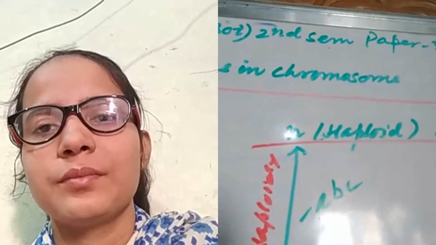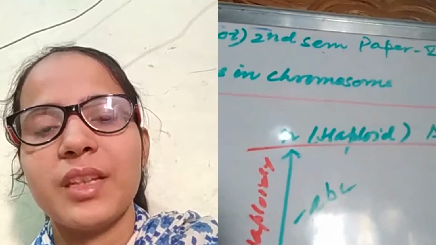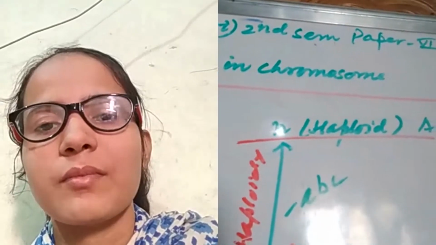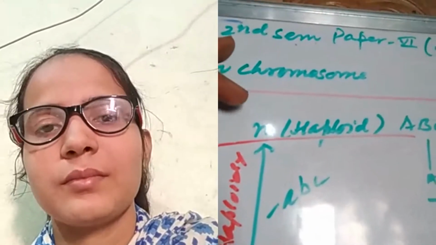Haploidy, so this diploid number can change into the haploid number. This diploid number can also change into 3n, 4n, 5n, 6n. So how is this haploid formed?